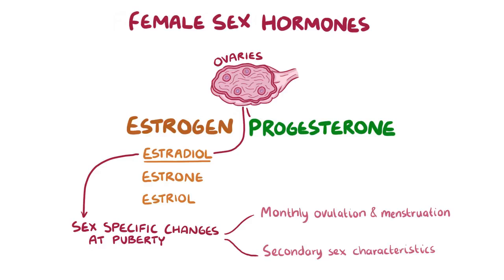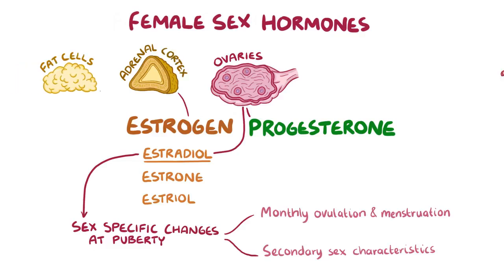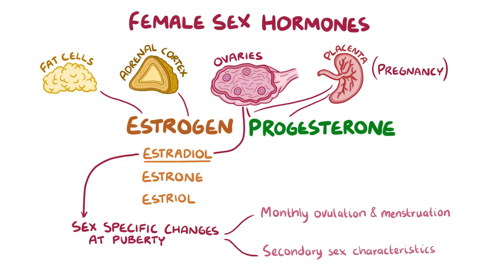Small amounts of estrogen are actually also produced by the adrenal cortex and the fat cells and adipose tissue. And during pregnancy, the placenta secretes these hormones as well. But during the reproductive period, it's the ovaries that produce the majority of estrogen and progesterone in the female body.